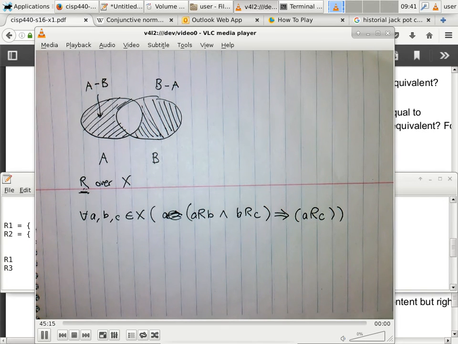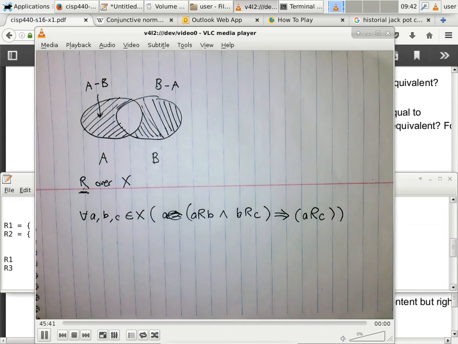What if ARB is not true? Well, don't even bother to figure out whether ARC is true or not. What if BRC is not true? Don't bother to look at the second half. But if you can find elements A, B, C such that ARB is true and BRC is also true, then we want that to imply that ARC is also true.